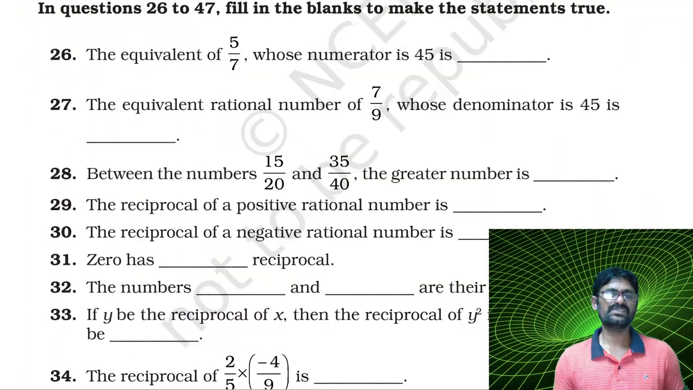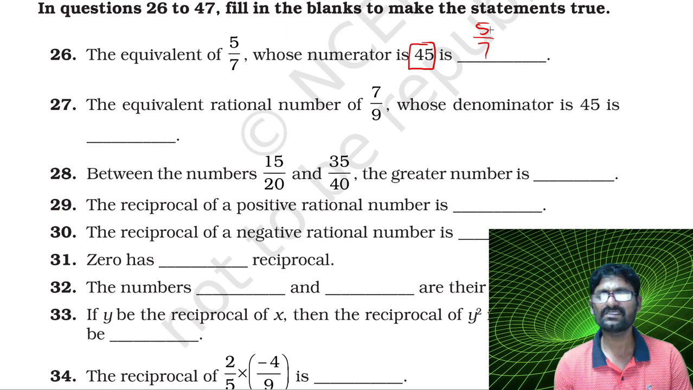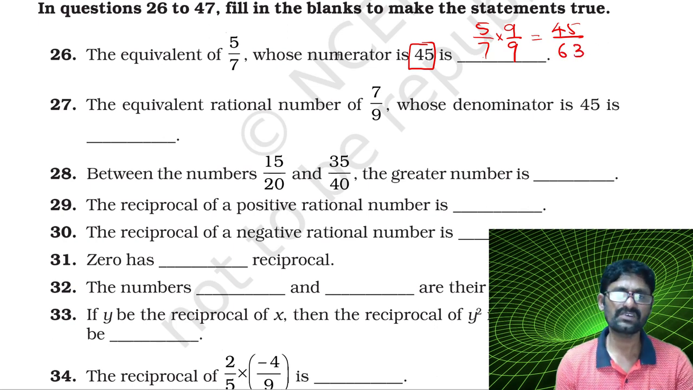Yeah, let us quickly go through the problems. Okay, 26th problem. Find the equivalent of 5 by 7 whose numerator is 45. Here 5 is in the numerator. To get 45 you need to multiply by 9, so multiply both numerator and denominator by 9. 5 times 9 is 45, divided by 7 times 9 is 63. So the answer is 45 by 63.